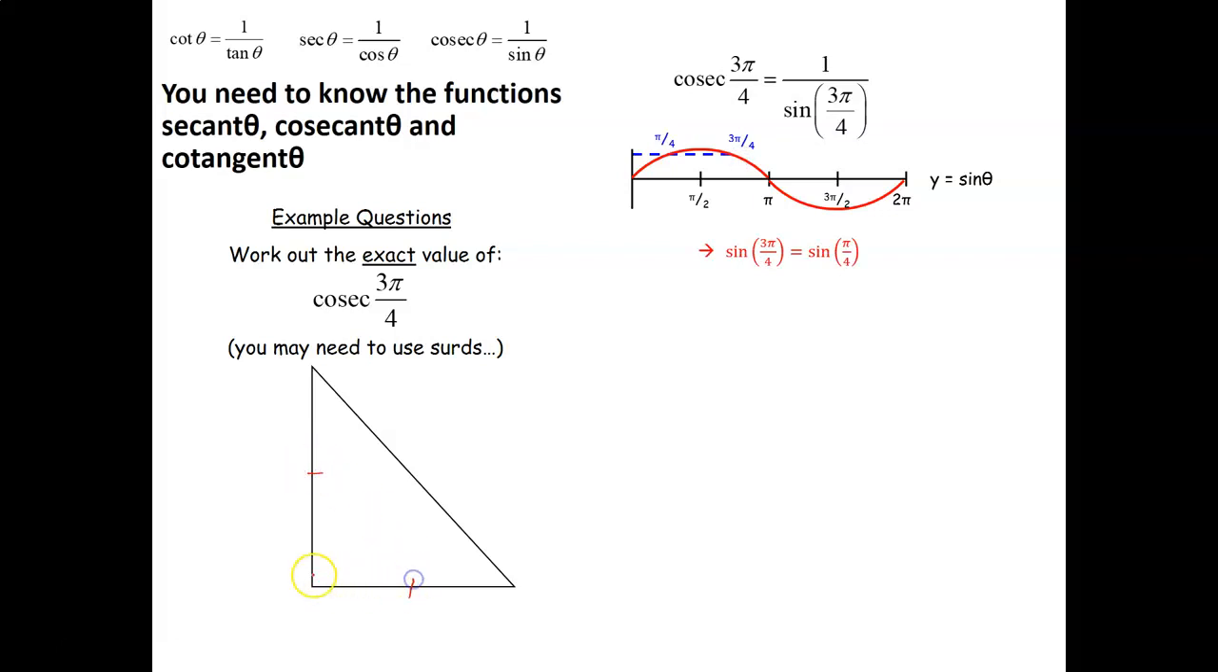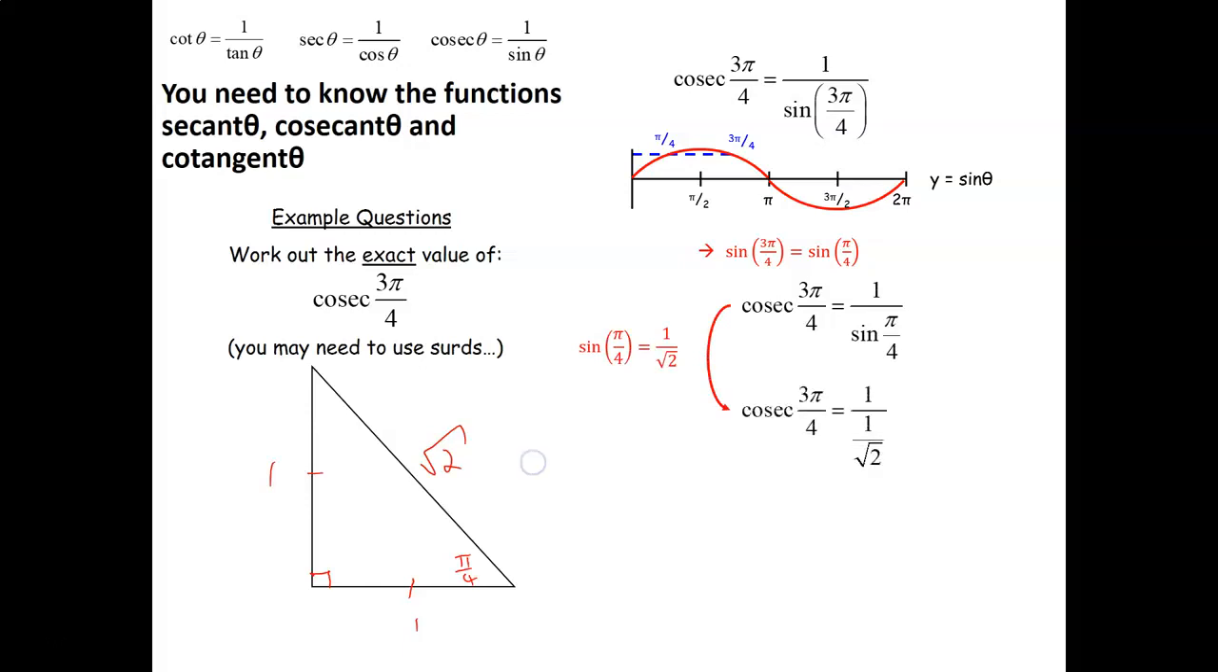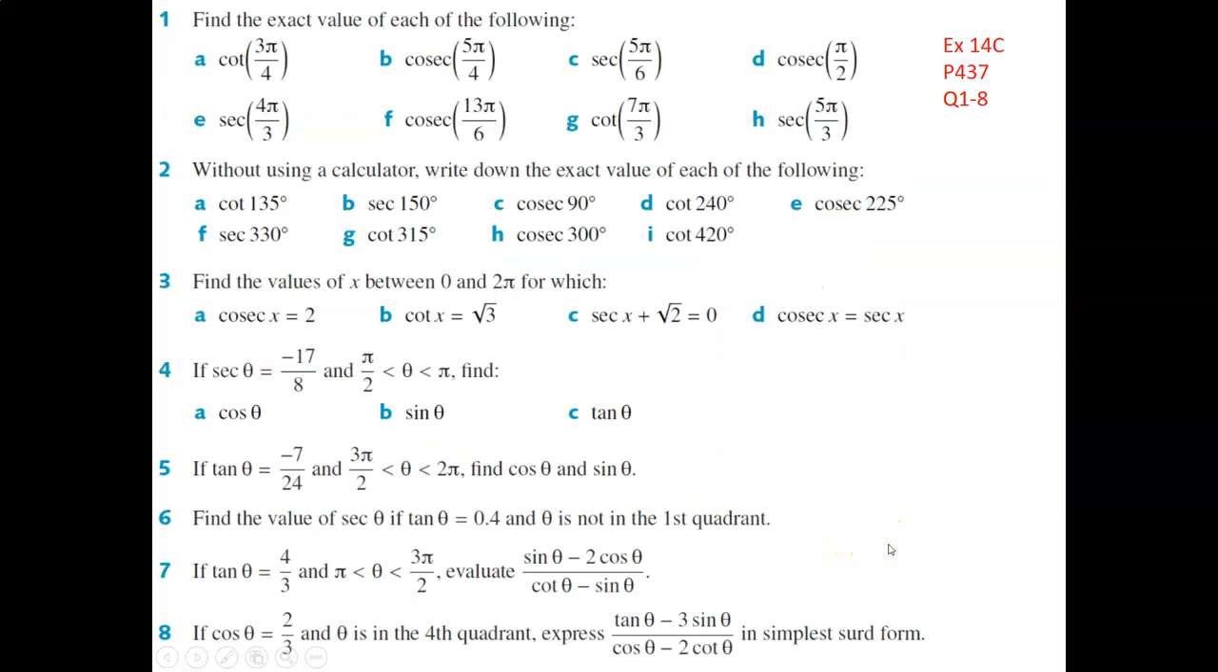Using my isosceles right-angled triangle, which has these values, I know that sine pi on 4 is opposite 1 over hypotenuse root 2. And then I've got 1 over a fraction, so I take the reciprocal of the fraction by flipping it. And so cosec 3 pi on 4 equals root 2. Pause the video now while you have a go at these questions.